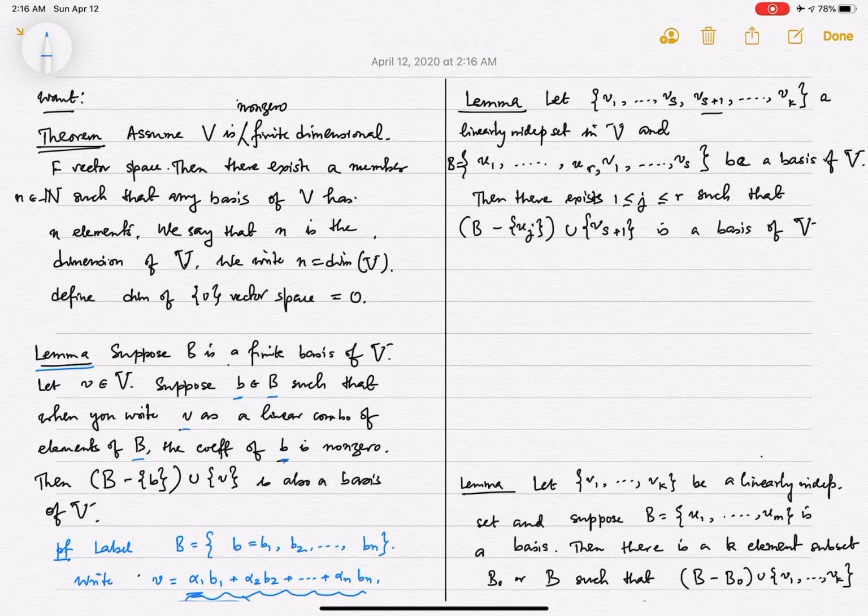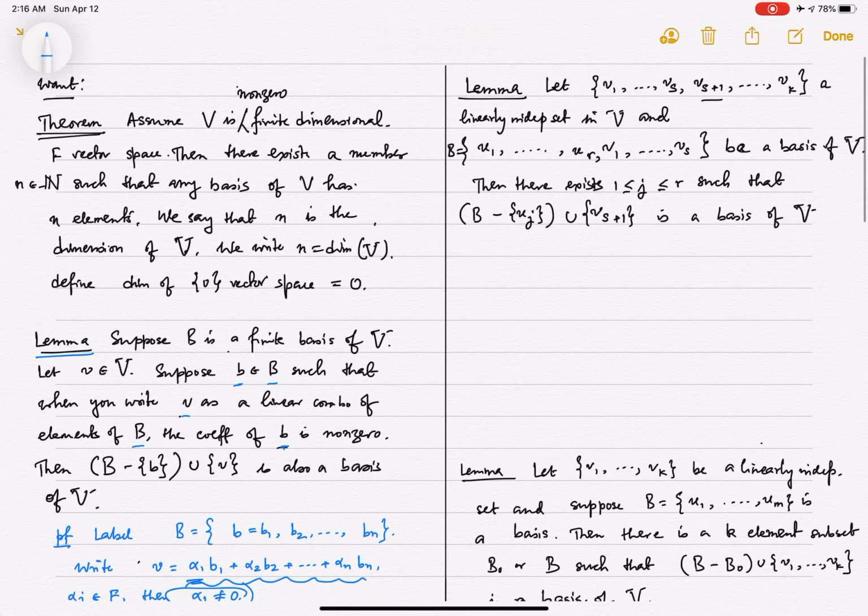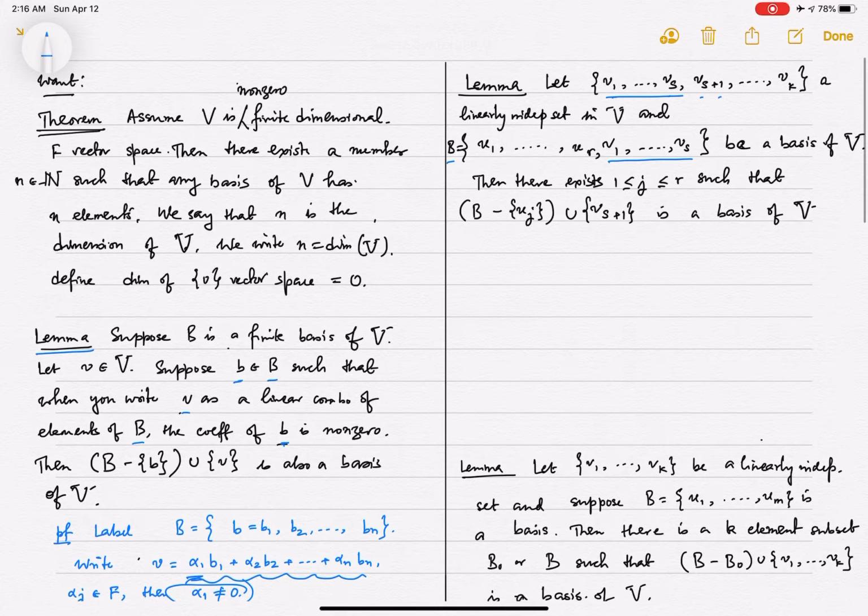The second lemma says that suppose I have a linearly independent set, V1, V2, ..., Vs, and then some more, up to Vk. So this k is strictly bigger than s. I didn't say that, but there's a bunch of vectors, s of them, and then some more. And then I have a basis B, which has the first s things from there, and then some other stuff, some u's. Then you can cross off one of these u's, delete one of the u's from this list B, and instead add the next one from that list, and you'll still have a basis. That's the statement.